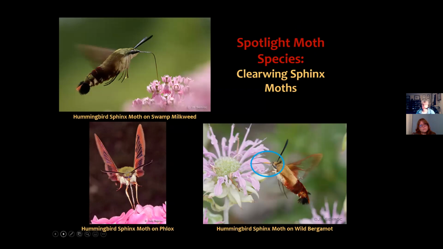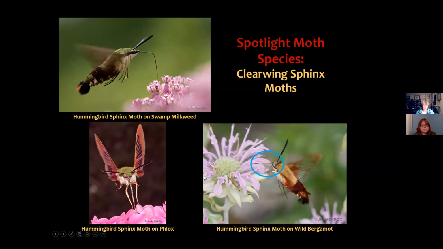So here's our sphinx moths, our clearwing sphinx moths. We have two species. We have the snowberry clearwing and the hummingbird sphinx moth. Again, they will be able to take their tongue out, go down into the flower to get the nectar, and constantly be beating their wings. When they first hatch out, their wings have a lot of scales on them, especially on the outside. And then as they get older, some of the scales will fall off. So you'll see that there's more of a clear area to their wing.